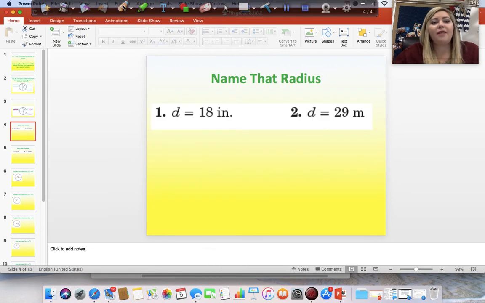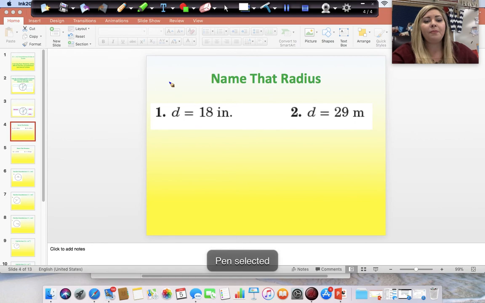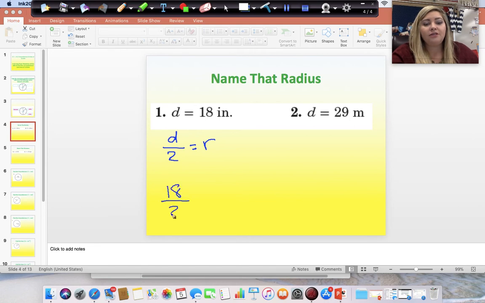Okay, so name that radius. It's like a talk show. Name that radius. So to find the radius, and you have the diameter, remember diameter is all the way through the circle and radius is just halfway. So if you've got the diameter and you're trying to get the radius, you just need to divide the diameter by 2. So diameter divided by 2 equals the radius. We have the diameter is 18 divided by 2, and that'll give us our radius, which is 9 inches. So the radius for problem number 1 is 9 inches.